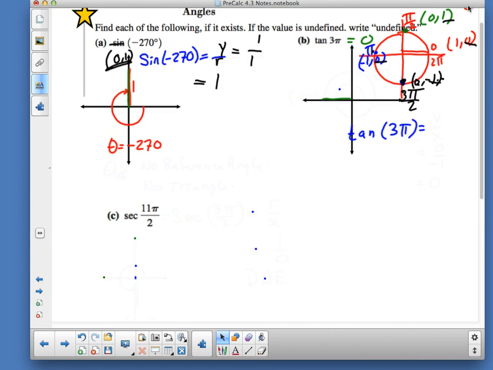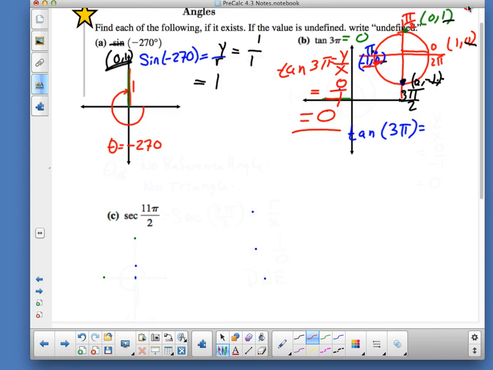Tangent is sine over cosine. Okay? Well, what's 0 over negative 1? 0 divided by any number other than 0 is just 0, right? So it should be a 0 value. So this apparently is the right answer. Are you okay with what I'm doing? Because when we did tangent yesterday, it was y over x. The tangent of 3 pi was y over x. Well, my y is 0 there, and my x is negative 1. So if I go 0 over negative 1, my answer is just 0.